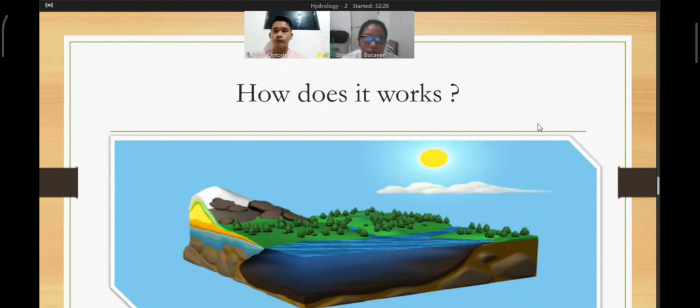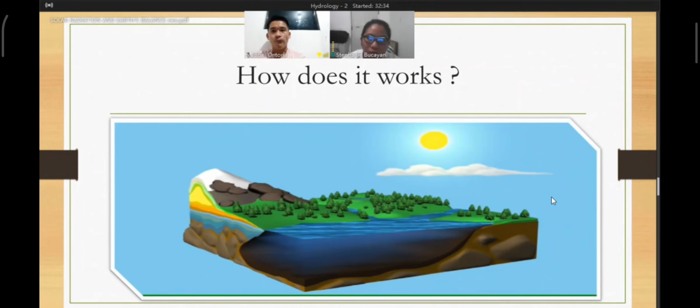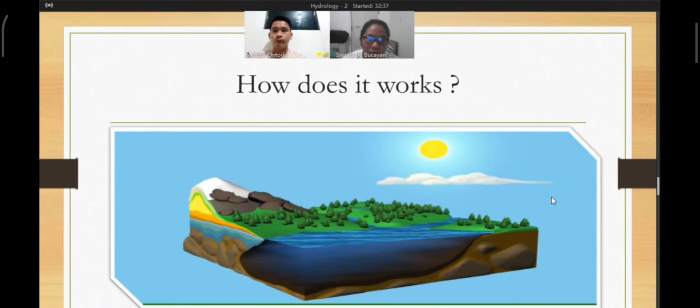So how does radiation, or should I say the cycle of water in hydrology, work? First, sorry, it cannot be played because we were using a PDF. The water cycle is driven primarily by the energy from the sun.